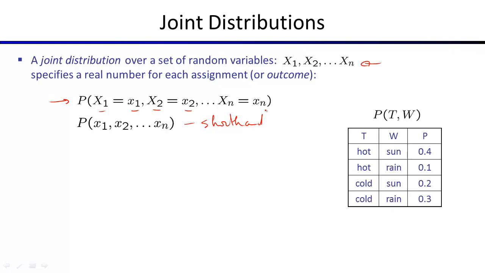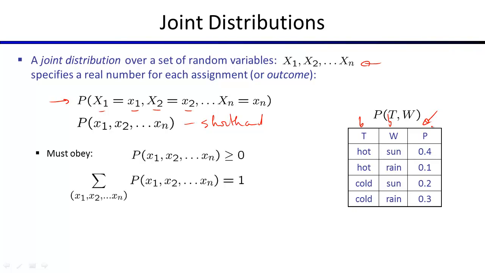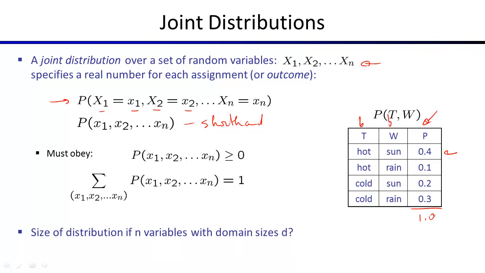And we again set this up in tables. Now there will be multiple columns, one column for each of the random variables, and then a last column still for the value of the joint probability of those instantiations. So each of these entries has to be positive, and the summation here has to be 1. What happens to the size of the distribution if we have n variables with domain sizes of each variable being d? How large will your table be?